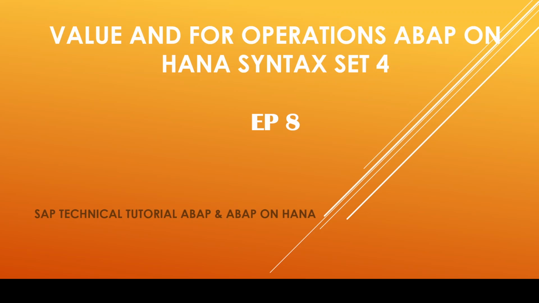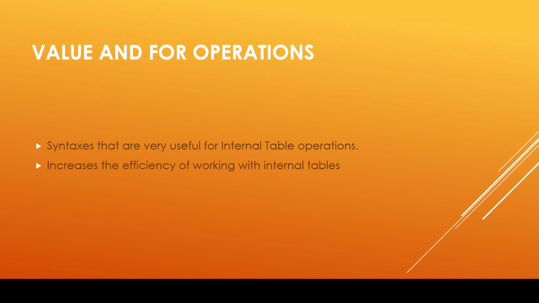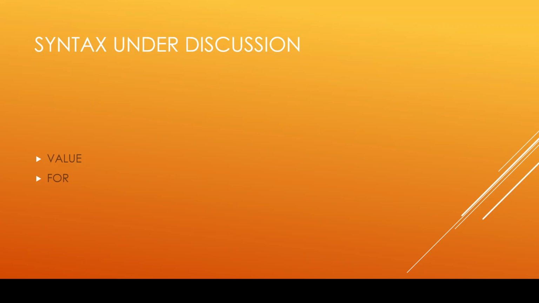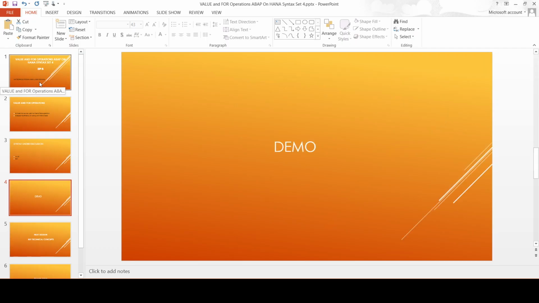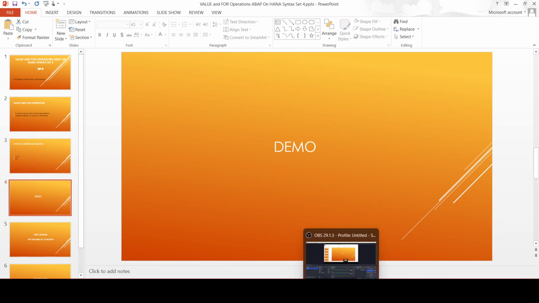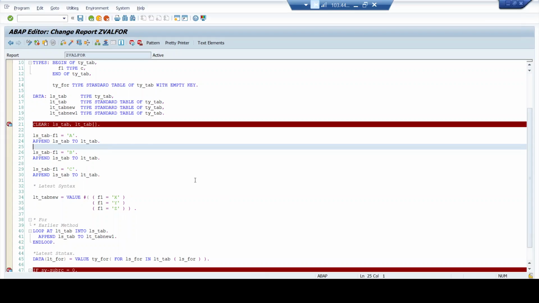In today's session, we are going to see two simple syntaxes called FOR and VALUE, which are very critical when dealing with internal tables. So the VALUE and FOR operations are very critical and very resourceful when used upon internal tables. They increase the efficiency of working with internal tables. So these are the two syntaxes that we will be discussing today, and without wasting any time further, let's get on to the demo. So as always, I have written a small demo program.